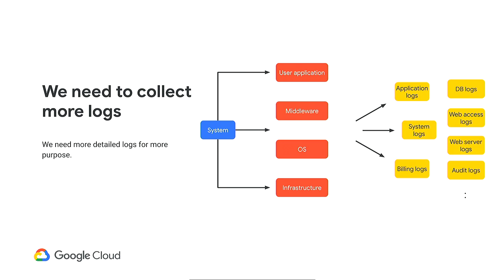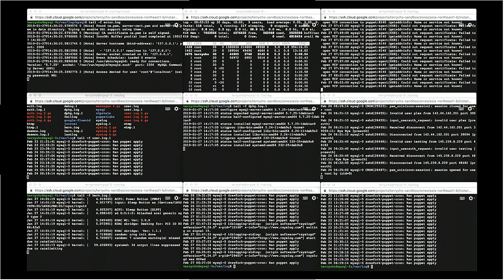For this reason, we need to collect more logs from various layers. For example, we can collect the CPU and memory status from the infrastructure and OS level, and we can get a web access log from the web server or the database. Also, we can collect logs from the user of the application. These logs can be used for multiple purposes, like business analytics, auditing, billing, and so on. Because of that, we need more logs. Okay? Until now, it may be okay.